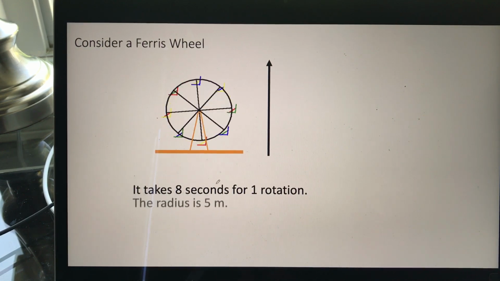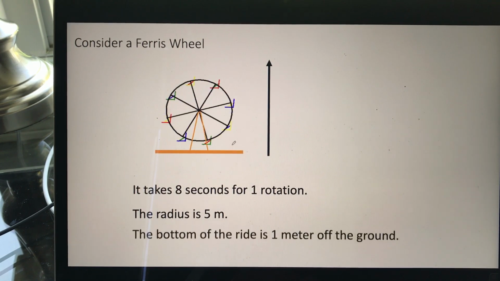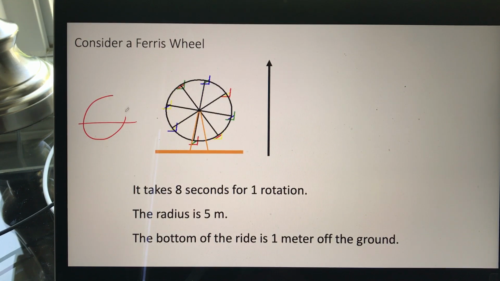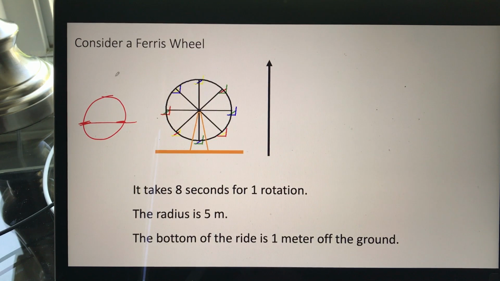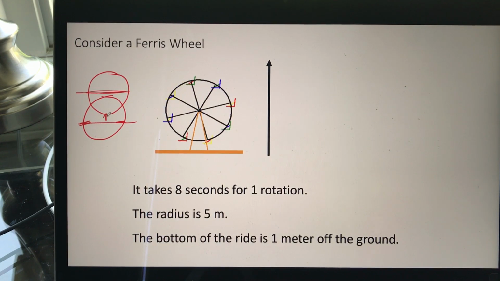That's the period. We need to know the radius of the Ferris wheel, which in this case would be 5. And we need to know how far off the ground the bottom is. This would be 1 meter. Obviously, the Ferris wheel can't plow through the ground. We can't have the x-axis in our circle plowing through the ground. So we're always going to have some kind of lift to bring the circle off the ground for the Ferris wheel example.